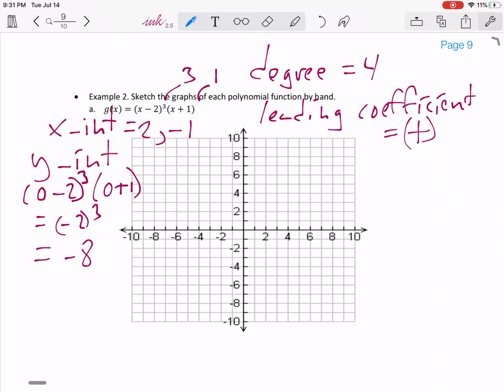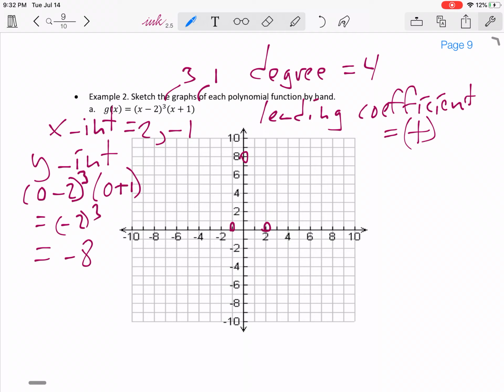Right now we can put some key points here. We've got 8 as the y-intercept, and the x-intercepts at 2 and negative 1. With that information, the other thing I can do is figure out where I'm going to be positive and where I'm going to be negative.